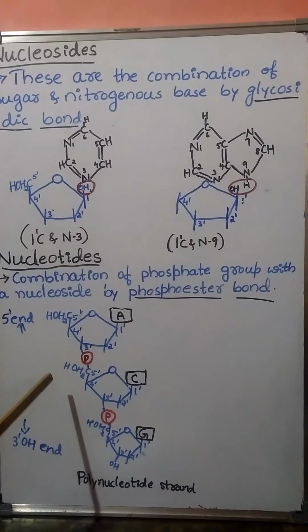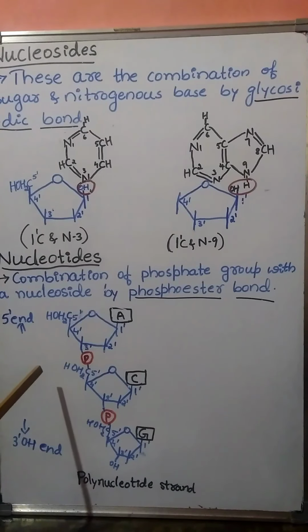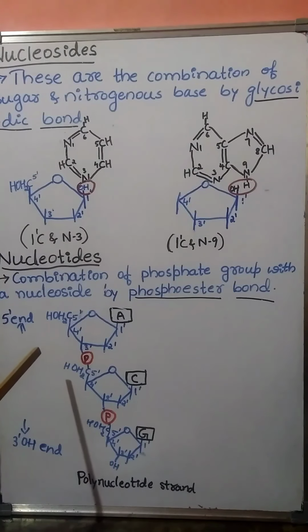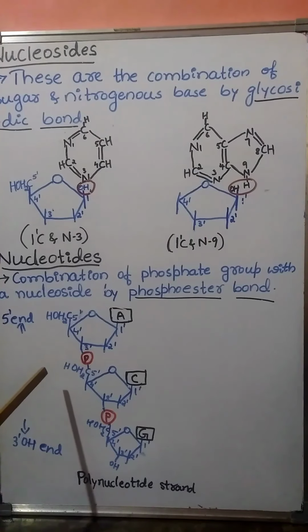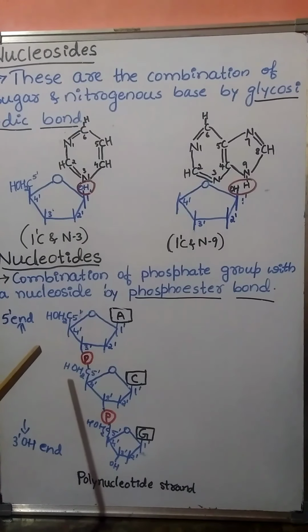Whereas the nucleotides of RNA are adenylic acid or adenosine monophosphate, guanylic acid or guanosine monophosphate, cytidylic acid or cytidine monophosphate, and uridylic acid or uridine monophosphate. These are the nucleotides of RNA.